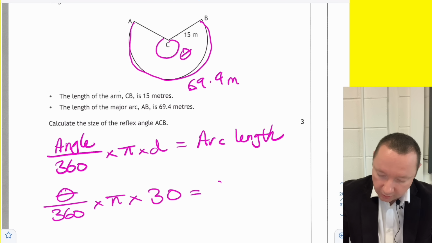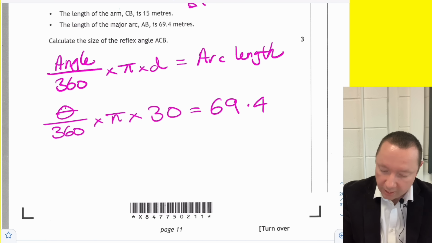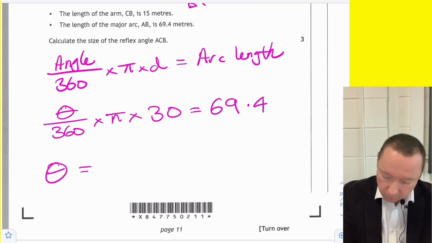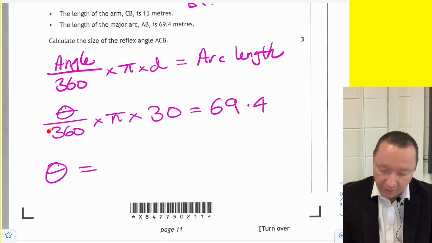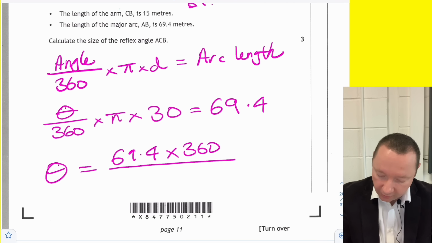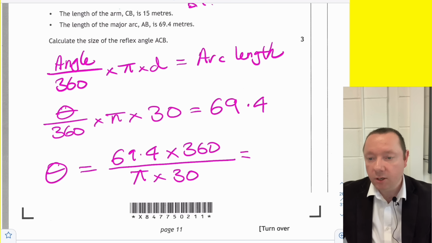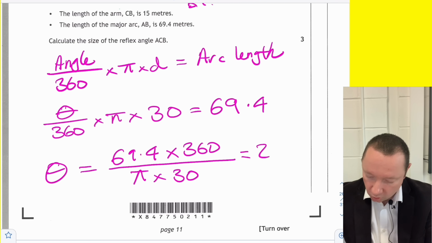And our arc length was 69.4. Now the way I always work on these ones is just working backwards. To work out theta, I just start with my 69.4. If it says times, I'm dividing by it, so I'm dividing by this, but this has been divided, so I'm timesing it. So in other words, it's 69.4 times the 360, because that's on the bottom, but divided by everything else, pi times 30. And you can just work that out in your calculator, and we get an answer of 265.08 or 265.1 degrees. And we're done.